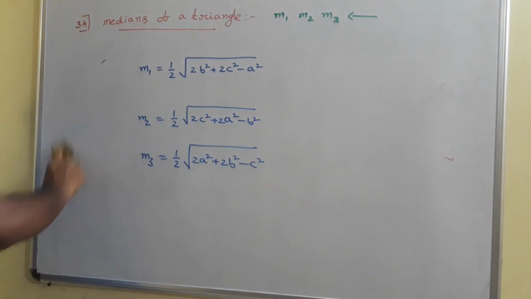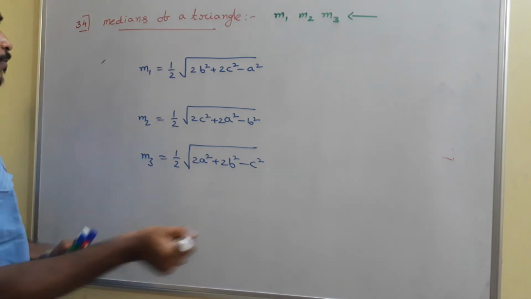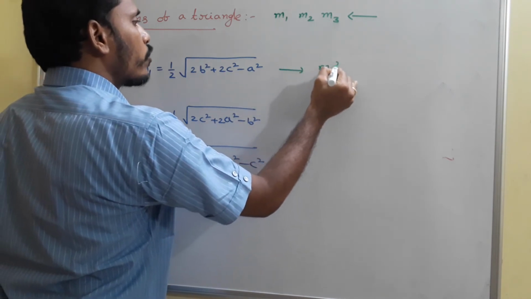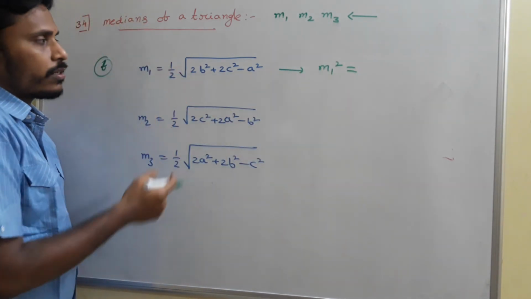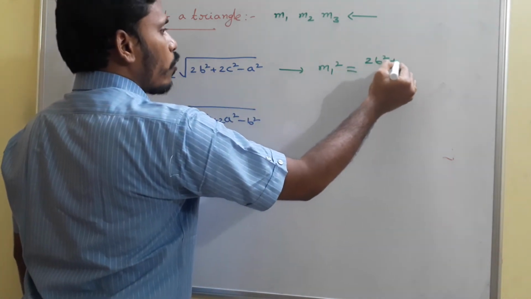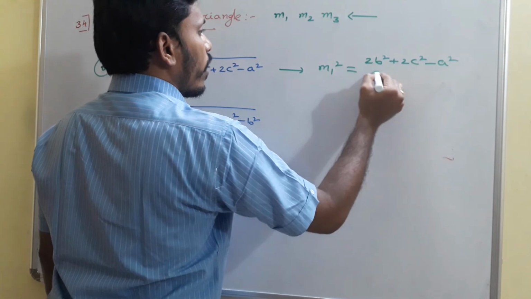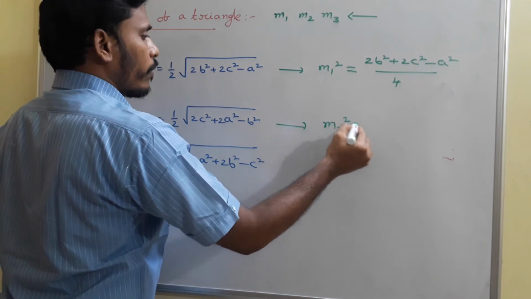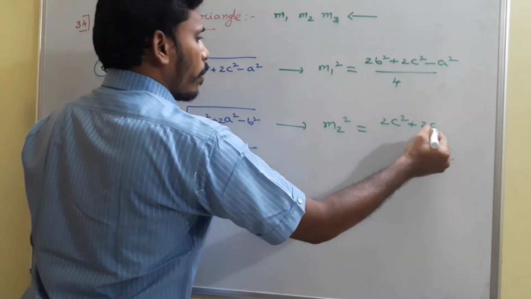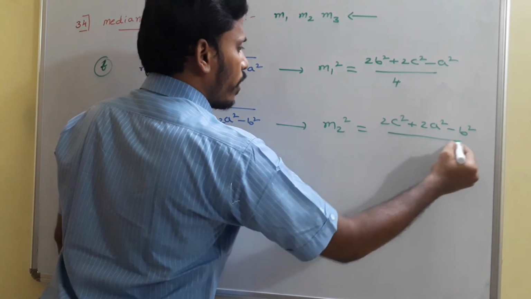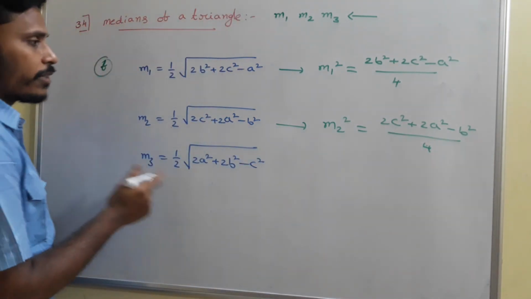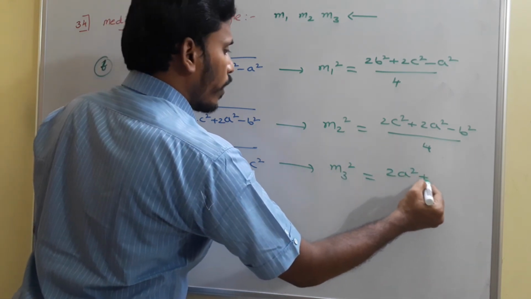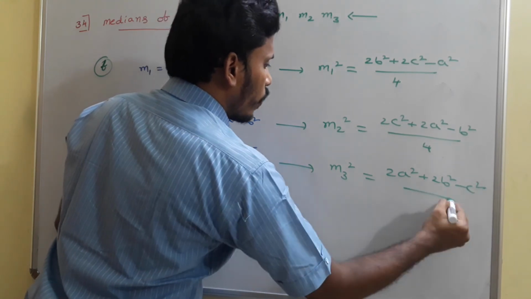Yeah, then F. So we have M1, M2, M3, the median lengths we already found. And if you square it, what will happen? Squaring on both sides, M1 square is simply, the square root will get cancelled, (2b square plus 2c square minus a square) by 4. The next term, M2 square, is (2c square plus 2a square minus b square) by 4. Then M3 square is equal to (2a square plus 2b square minus c square) by 4.